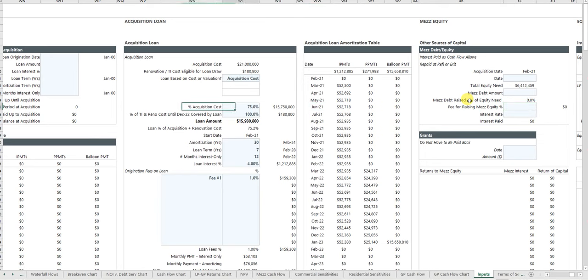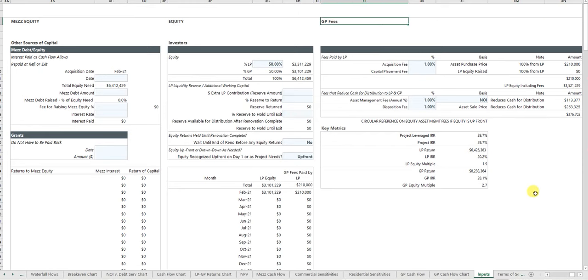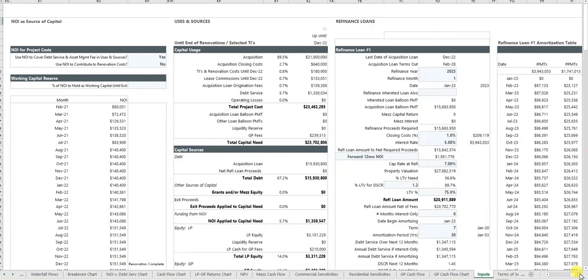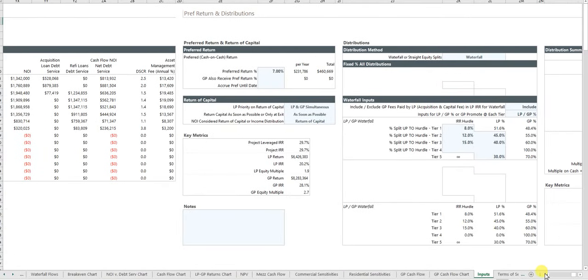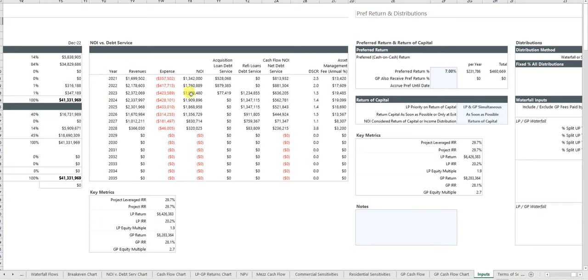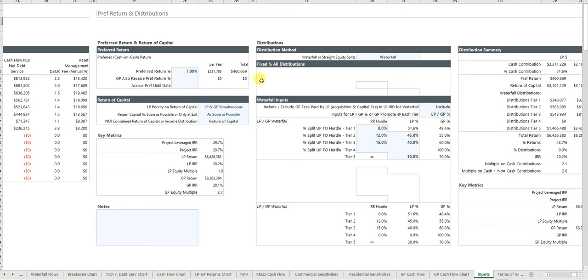In the acquisition loan, you can have different percentages on the amount of coverage for the acquisition cost compared to the renovation cost. You've got 4 different GP fees available here. You've got an acquisition fee, capital placement fee, asset management fee, and disposition fee, if you care to use those. A nice summary table here shows your revenues, expenses, NOI, debt service coverage ratio in each year, net cash, and so forth. The model will warn you if your NOI can't cover your debt service.